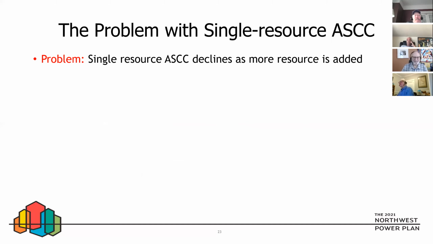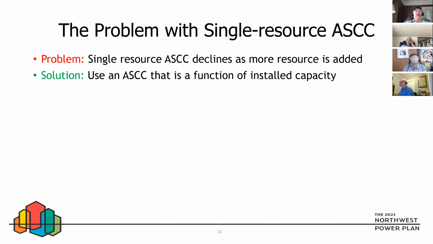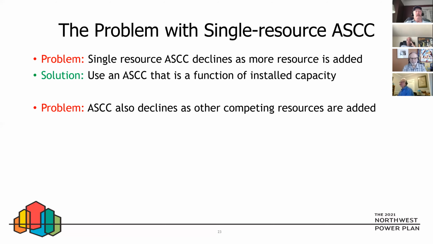All right. So the problem with single resource ASCC is that it tends to decline as more resources are added. Same thing with ELCC. You add more wind, it goes down. You add more solar, and it goes down. And so the solution is, you can create an S that's a function of installed capacity, but there's another problem.